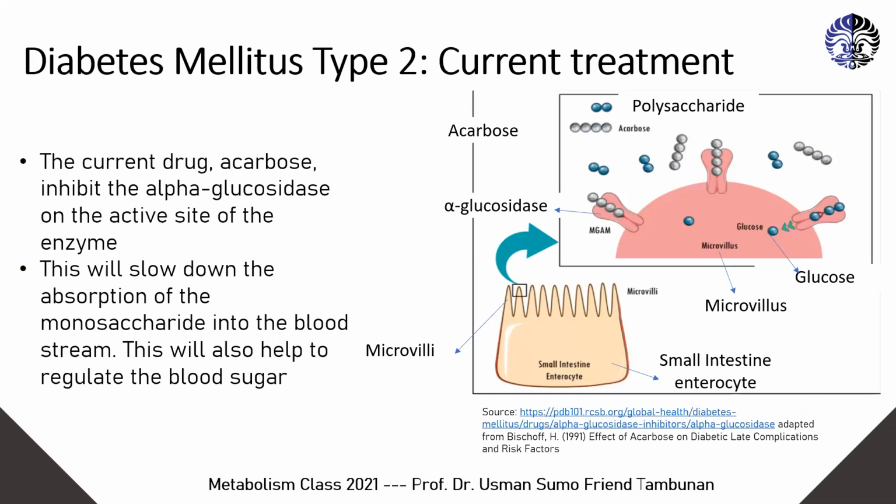The current drug acarbose inhibits alpha-glucosidase at the active site of the enzyme. This will slow down the absorption of monosaccharides into the bloodstream. This will also help to regulate the blood sugar.